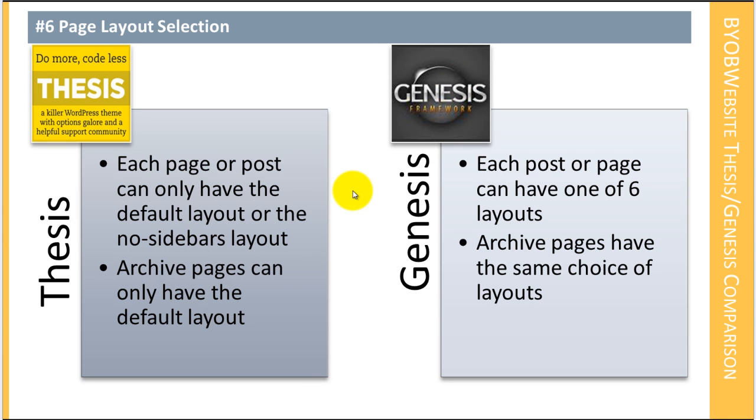The next thing I think is something that's very interesting, and that is a page layout selection. In Thesis, each page or post can only have one of two layouts. It either has the default layout that you set up, or it has the no sidebars layout. And archive pages can only have the default layout. Now you can change this programmatically. So if you want to use PHP code, you can make this different. But by default, or out of the box, Thesis allows you to choose a page layout.